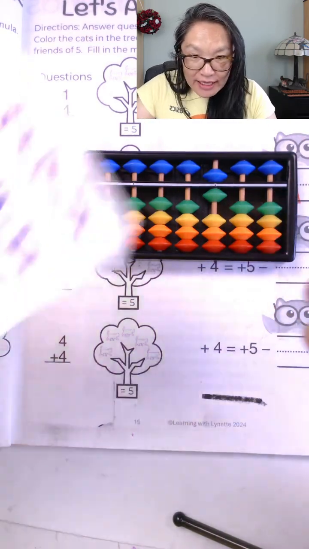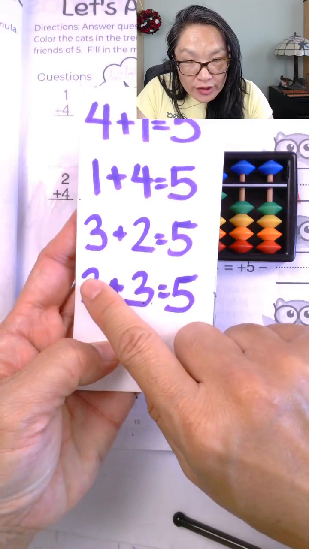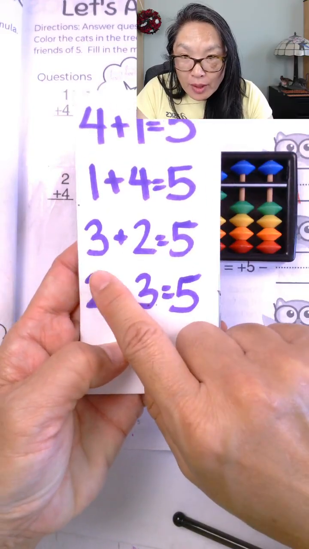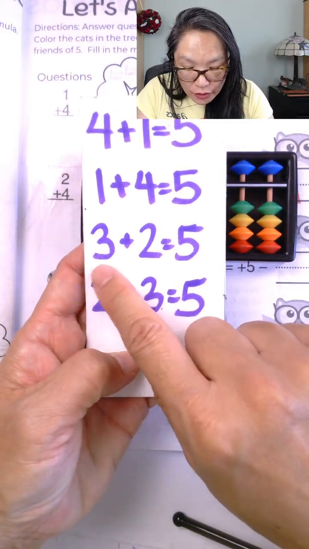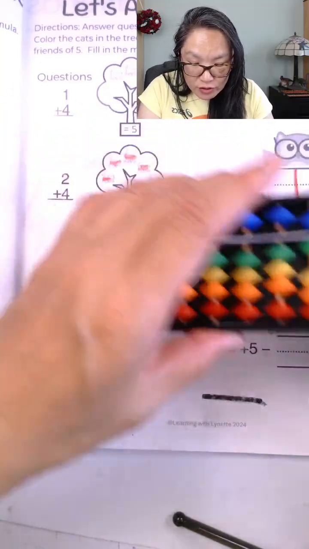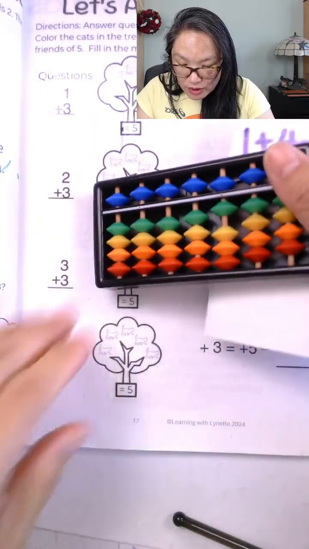We can do it again, but with a different number. We could do it with a 3. But notice the 3, the partner of 3 is 2. So 3 plus 2 is equal to 5. We could do the same thing, and we go to this question over here.